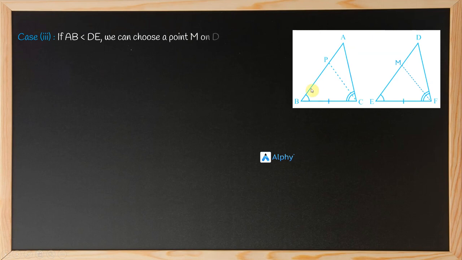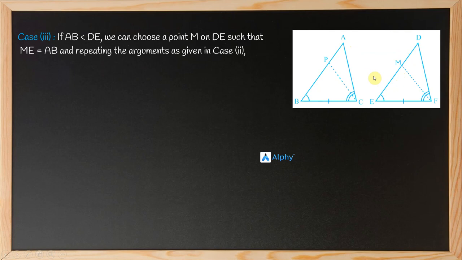If AB is smaller than DE, we can choose a point M on DE such that ME is equal to AB, and repeat the arguments as given in case 2. So now we are considering these two triangles and we can conclude that AB is equal to DE. So triangle ABC is congruent to triangle MEF.